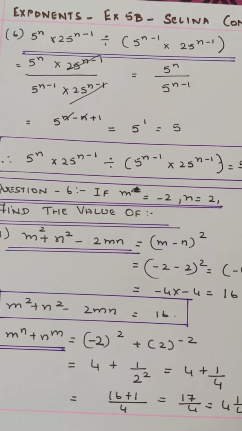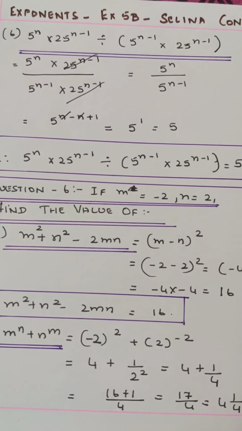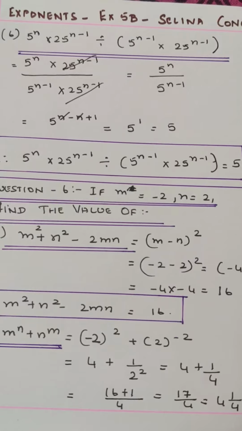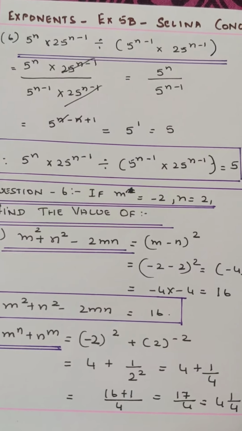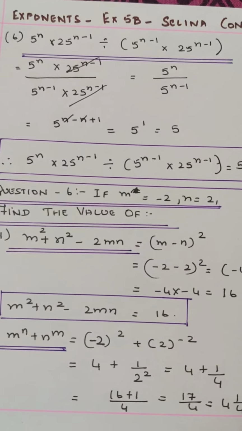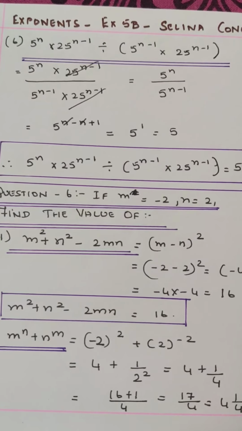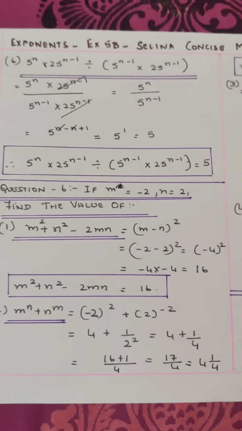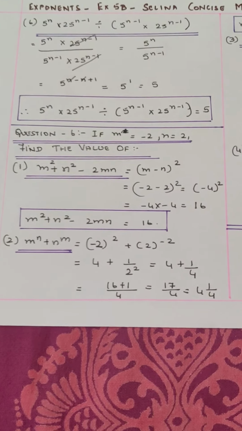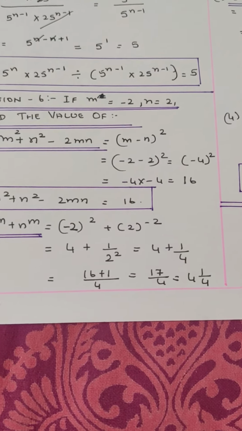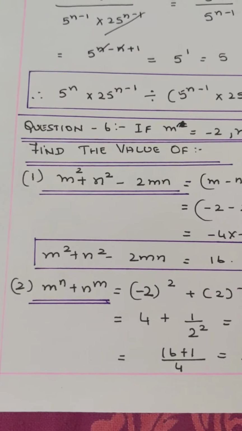25 to the power of n minus 1, 25 to the power of n minus 1 gets cancelled. So we remain with 5 to the power of n by 5 to the power of n minus 1. Using the quotient law, it becomes 5 to the power of n minus n plus 1, that is equal to 5 to the power of 1, that is equal to 5. Pausing for a few seconds for you to understand.